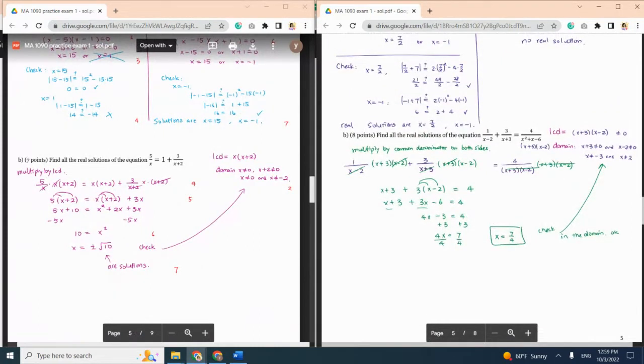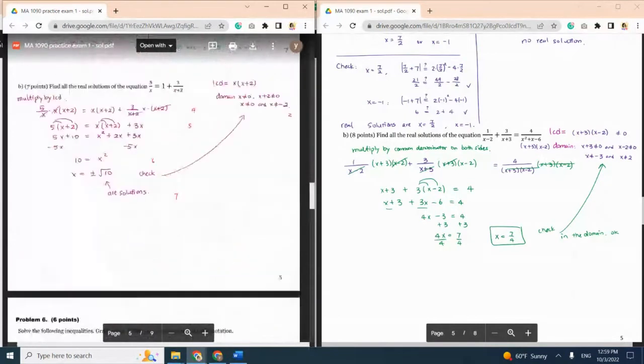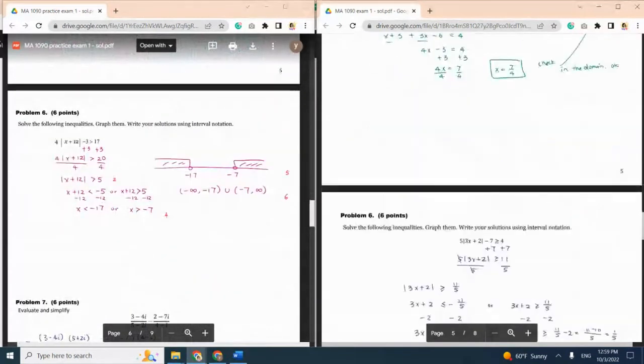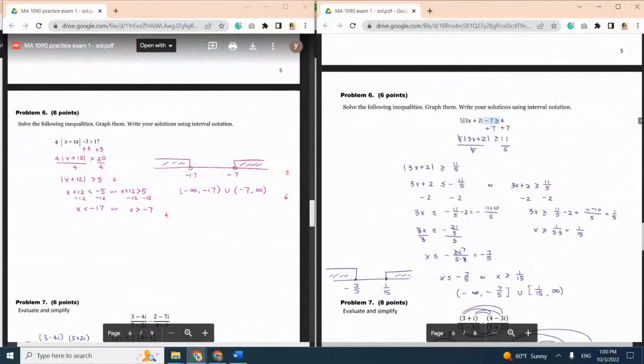Solving the equation involving rational expressions. The first step, write down the least common denominator. Then you can multiply both sides by the least common denominator to get rid of all the denominators, and then solve for x. And then you finally check if this is in the domain. So the steps are very similar, and the type of questions are the same, right? And next one.